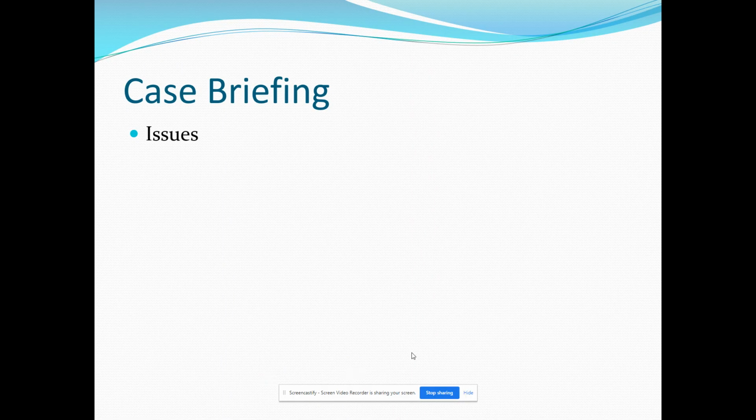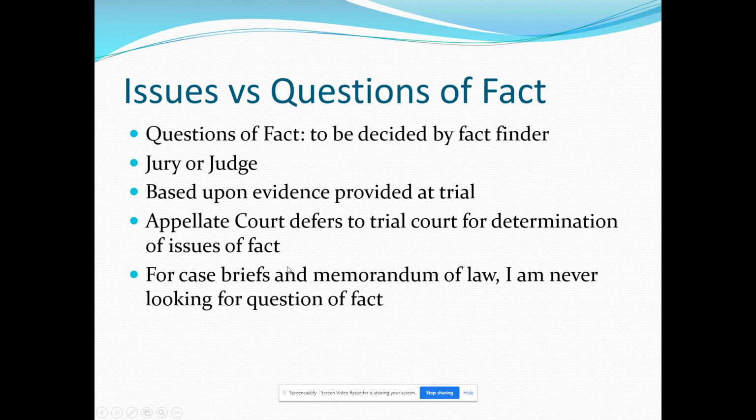Okay, part two. Next part of case briefing, we went through our facts and we went through our procedural history. The next thing we really want to deal with is our issues. And until you get the right issues, you cannot capably formulate your brief. Okay, so don't confuse questions of fact versus legal issues.